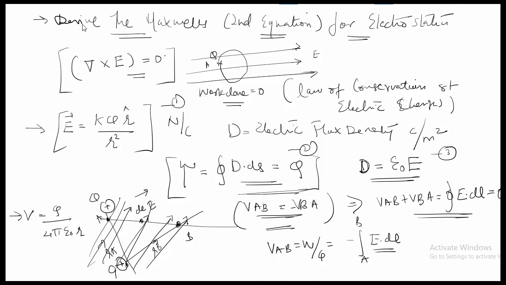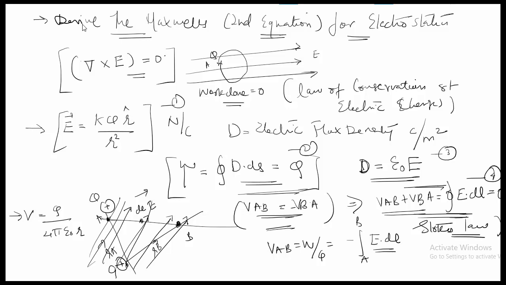So whenever you are moving along a closed path, the summation of both these will be equal to 0, or the line integral along the total path. Suppose you moved from here to here, and then you again moved from here to here. Considering the two times which you have moved, if you are doing the line integral, it will be equal to 0. And this is my fourth equation.